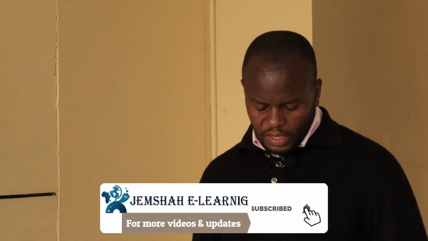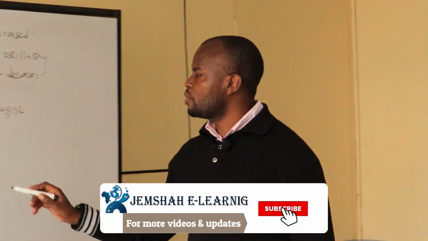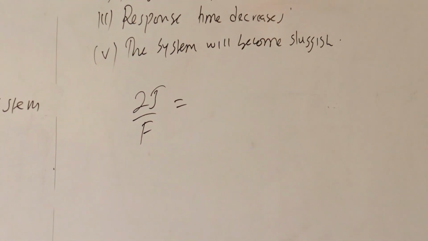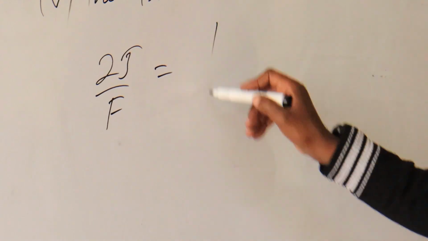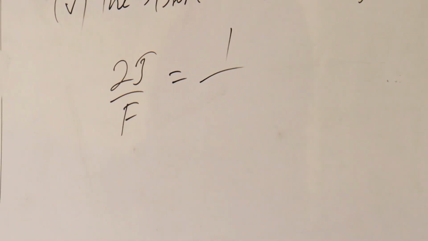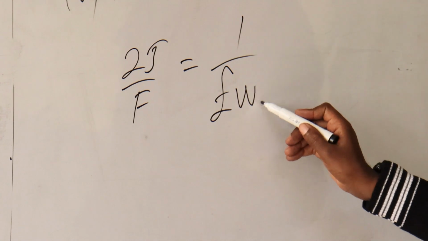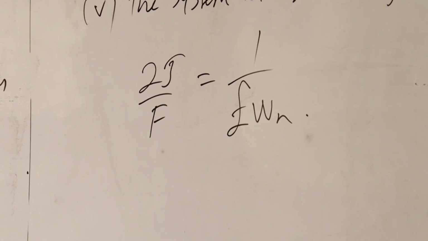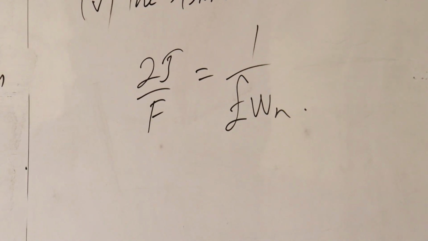And therefore, it should be noted that the system has a high speed of response if its time constant is small. A small time constant will give a high speed of response, and the time constant is given by 2J over f, which is also the same as 1 over zeta omega n, from what we talked about. So that is what we refer to. Basically, that is what we can do for now.